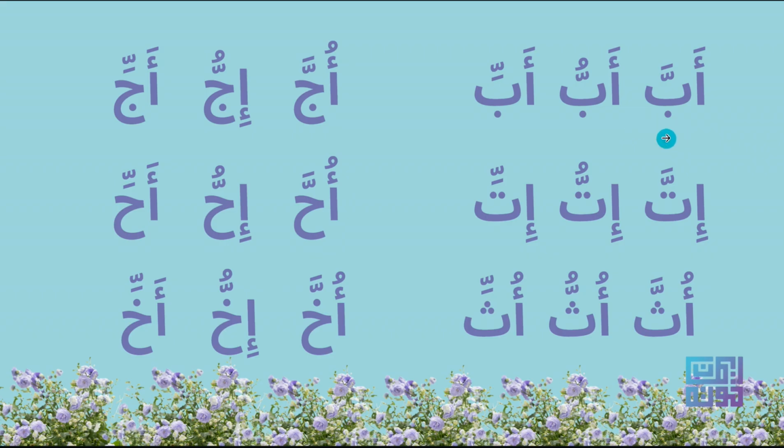Let's start with the letter Ba, which we already did. So it becomes ab, ba, ab, bu, ab, bi. But don't stay for a long time. Don't say ab, ba. This is very long time. It's ab, ba, ab, bu, ab, bi.